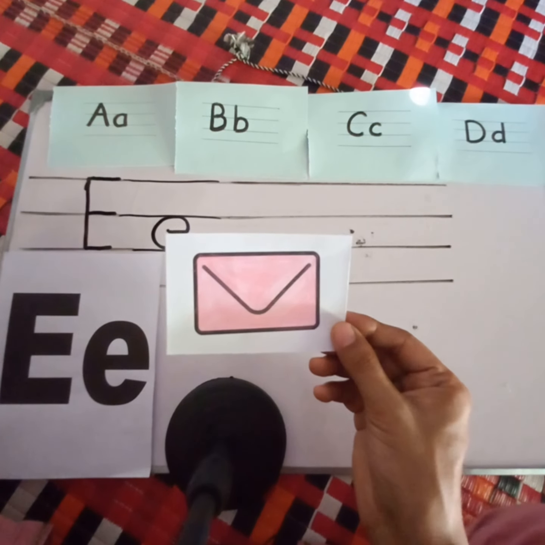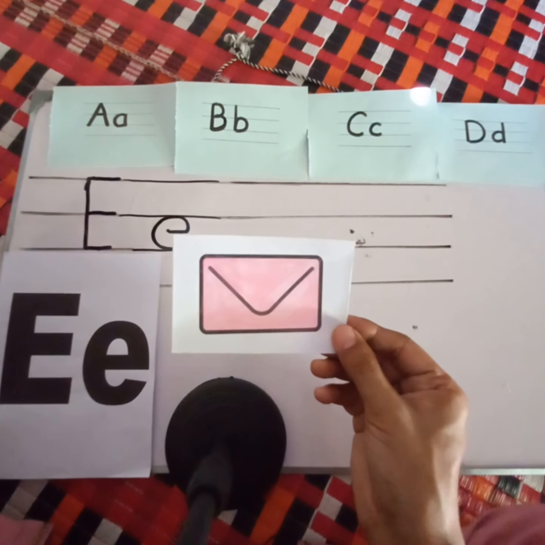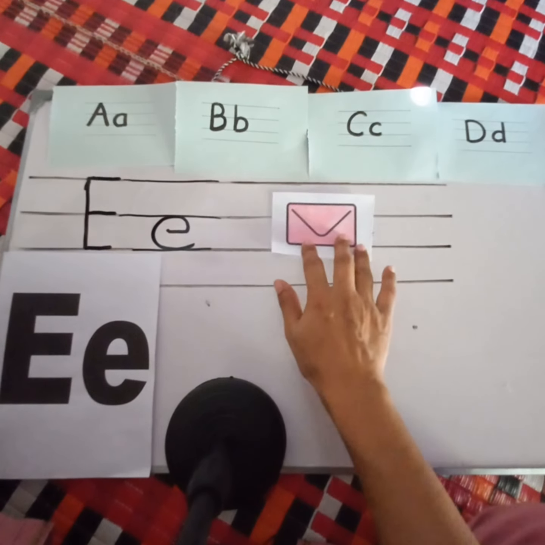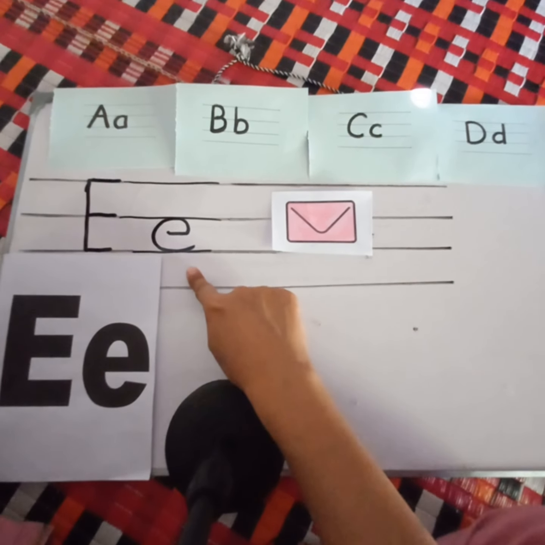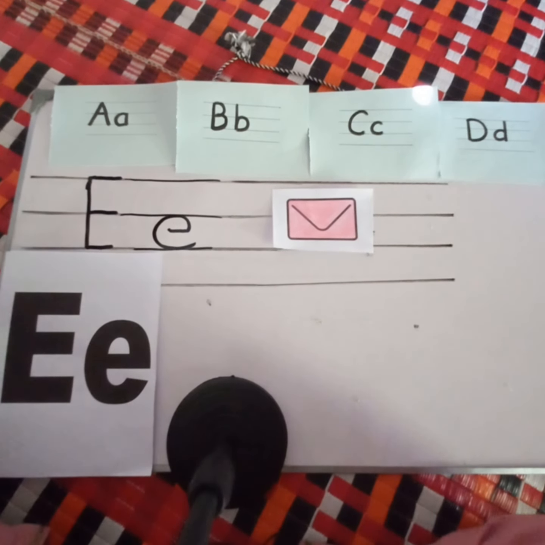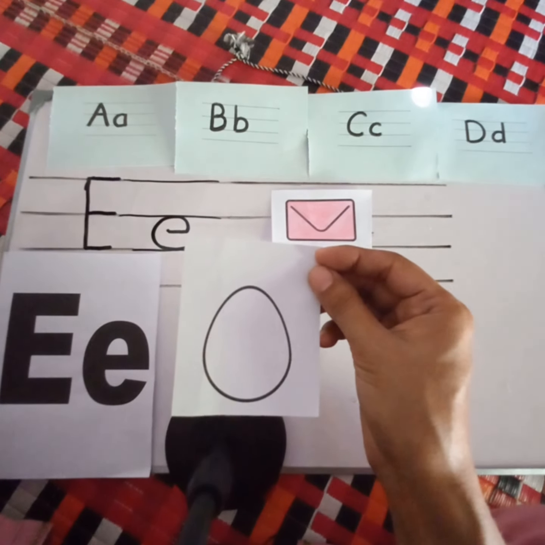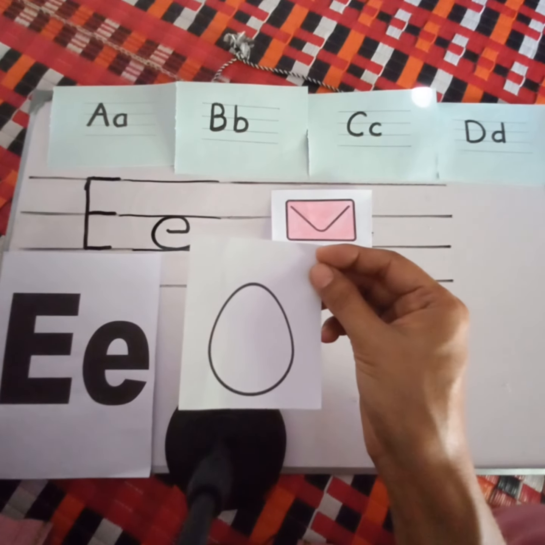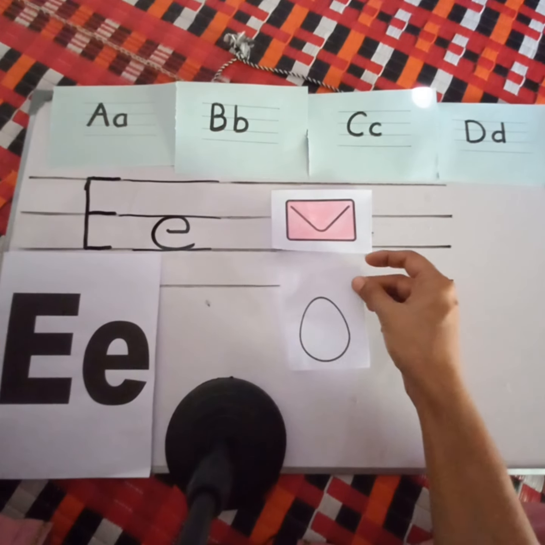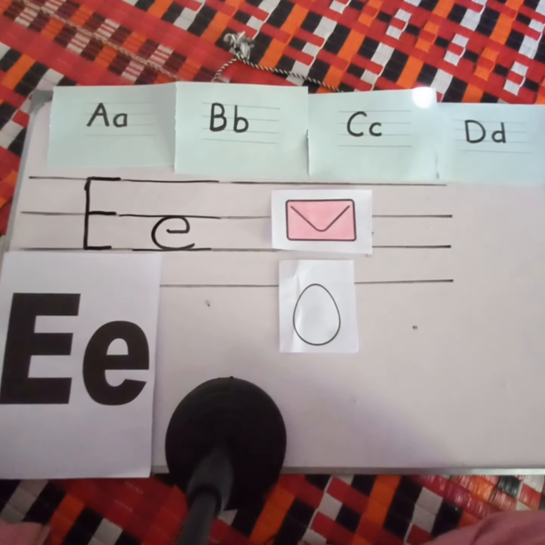E for envelope. An envelope. Envelope starts with the letter E. Egg. Letter E sound A. Egg. Envelope. Egg.